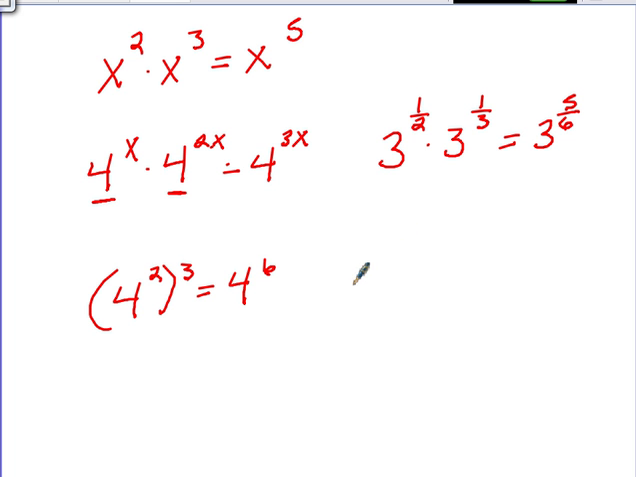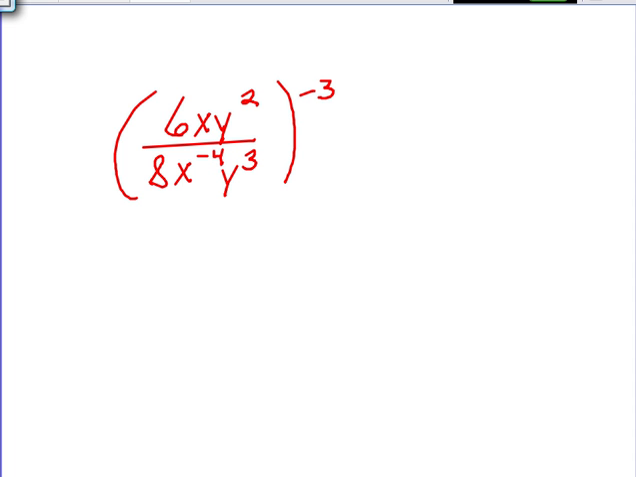Let's look at this one. Here's a division problem combined with negative exponents. So again, combining negative exponents with what to do with fractions. 6 over 8. Divide it if you can divide it. If you can't divide it, reduce it. If you can't reduce it, leave it. 6 over 8, that's going to be 3 over 4. Reduces. Still got your fraction bar.